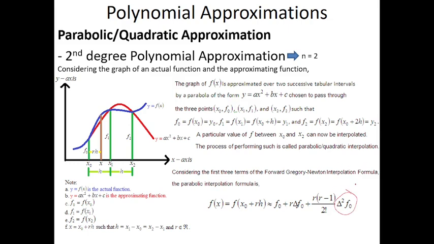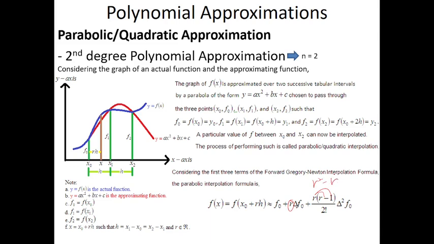Okay? Because our approximation is a quadratic function. That's why up to delta squared f sub 0. So we have f sub 0, r delta f sub 0, r minus 1 over 2 factorial delta squared f sub 0. Okay? That's it. So first degree, second degree, r squared minus r, right? That is r squared minus r.